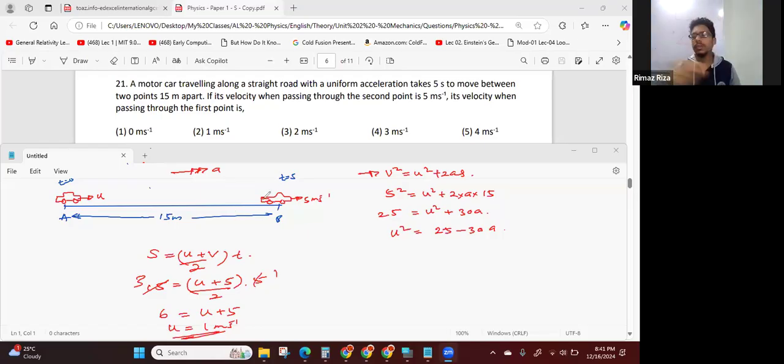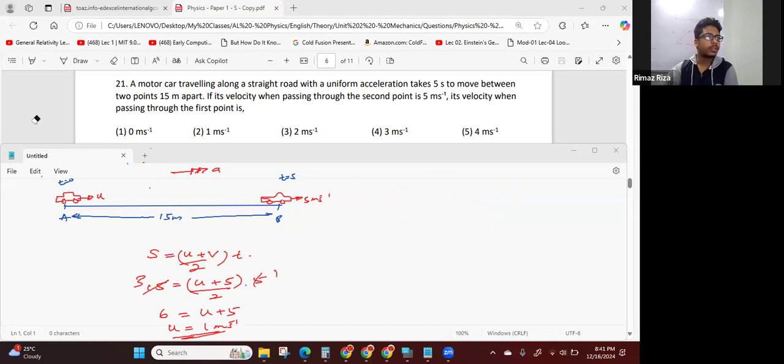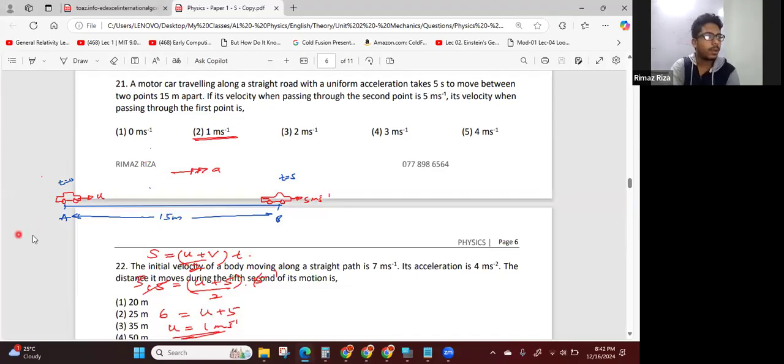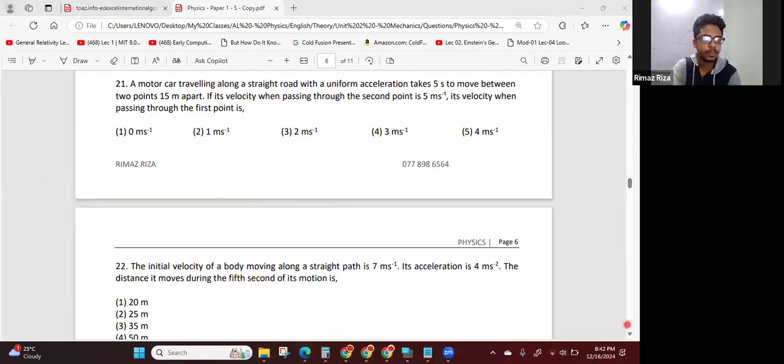So here when you are doing these questions, no need to draw these things and all. Okay. We should be able to understand what parameters are given, and based on that use the right equation so you can get the answer. Okay. So therefore the answer is 1 meter per second. Okay, do the next question, 22.